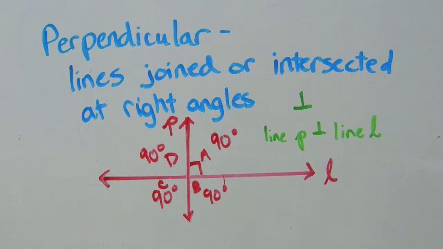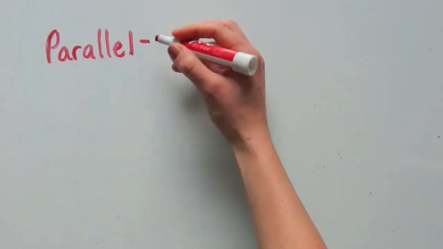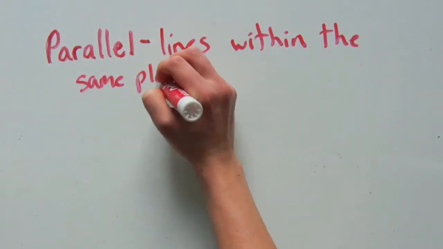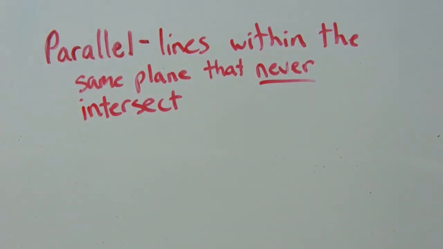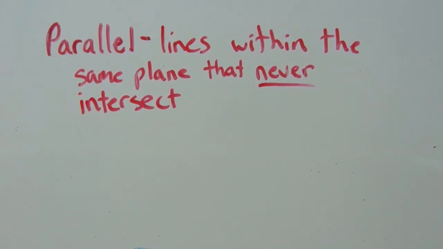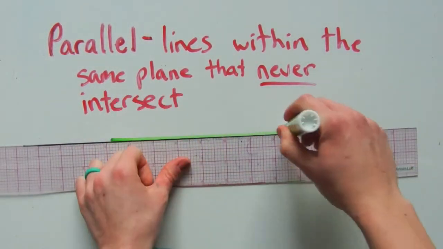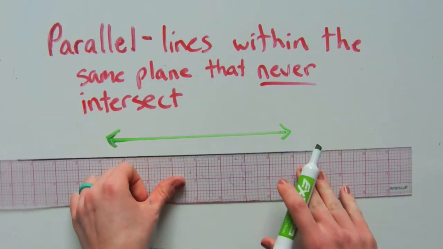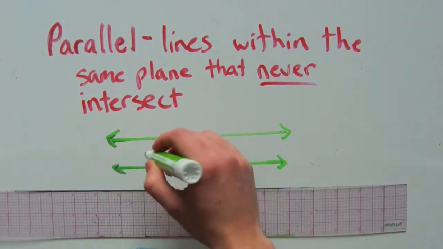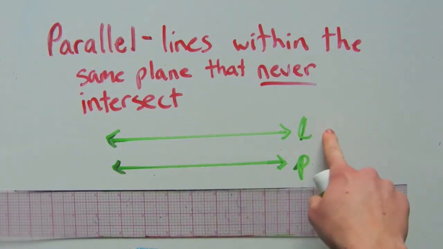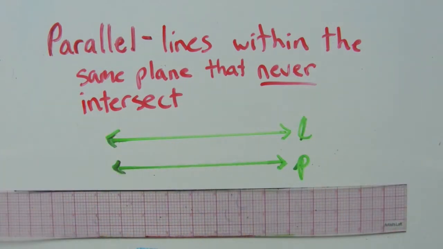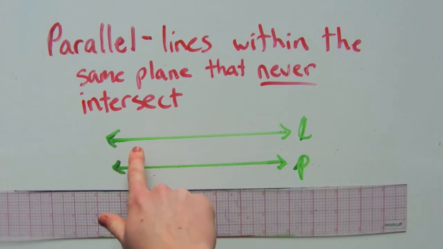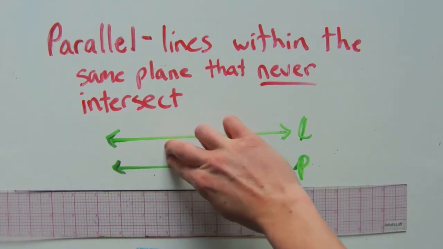Now let's go over parallel lines. Parallel lines are lines within the same plane that never intersect. If you notice, line L and line P are parallel. They can continue on in the direction that they're going and never cross paths or never intersect. Also, if you notice, the distance between the two is the same.